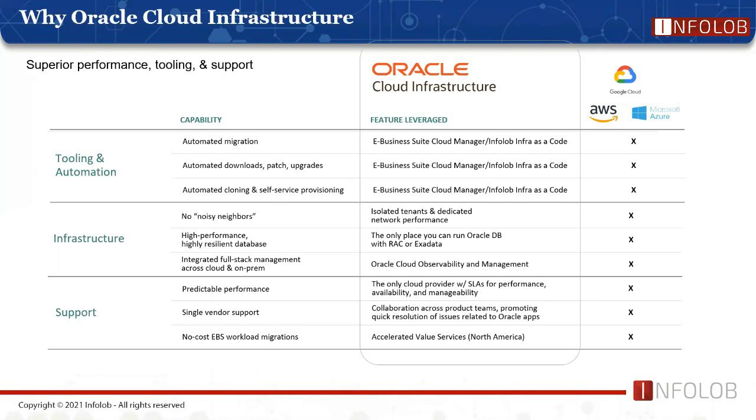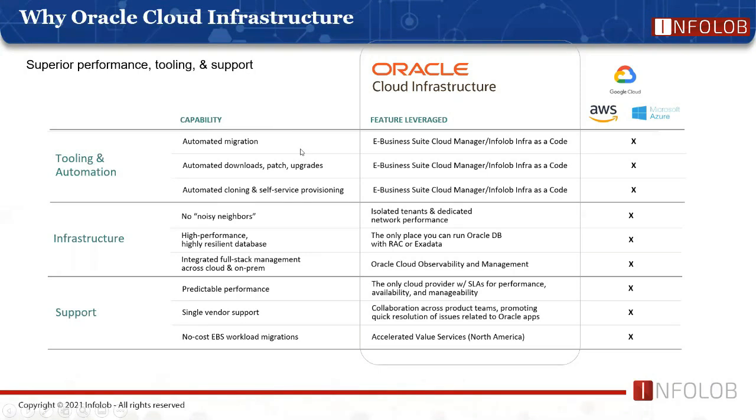For the next 20 minutes, I'll be talking about the tooling aspects and the cost aspects of the EBS, E-Business Suite, on OCI. So first, let us see why Oracle Cloud Infrastructure, and especially from an EBS point of view. There are three aspects. If you're running EBS on OCI, why should one run EBS on OCI? One, for superior performance, tooling, and support.